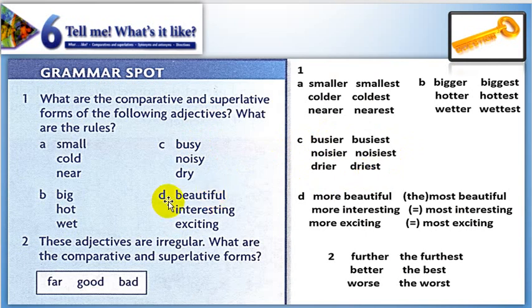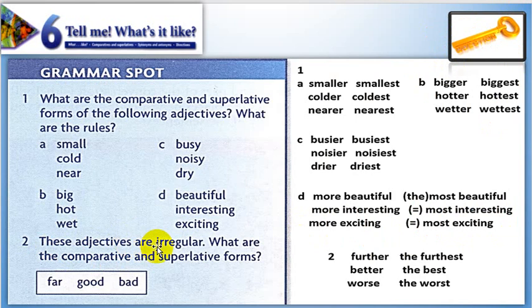The last group, D, is the one with more than one syllable. Beautiful. Interesting. Exciting. So we add more and most. More beautiful, the most beautiful. More interesting, the most interesting. More exciting, the most exciting. It's also a key exercise.